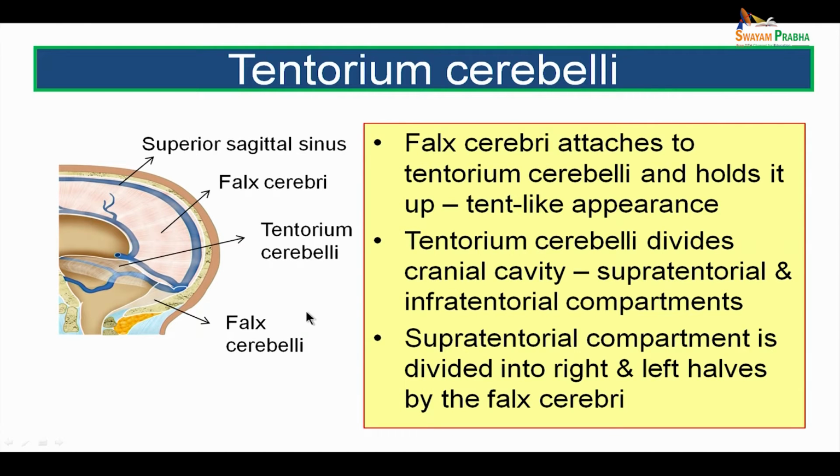The falx cerebri, as we have seen, attaches by its posterior broad end to the superior surface of the tentorium cerebelli and holds it up in a tent-like manner. The tentorium cerebelli divides the cranial cavity into two compartments, the supratentorial compartment and the infratentorial compartment. The supratentorial compartment is further divided into right and left halves by the falx cerebri.